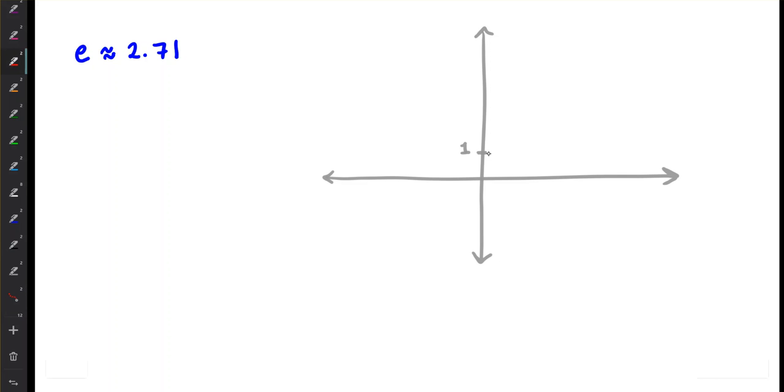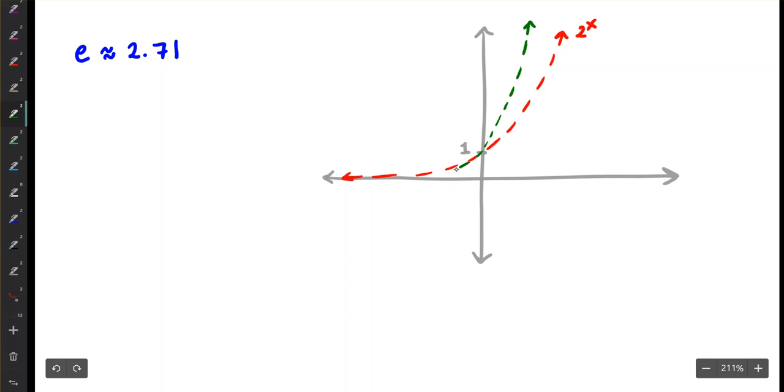Recall that when we first started studying exponential functions, we looked at 2 to the x, we looked at 3 to the x, and e to the x lives right in between those two, and it's a little closer to 3 to the x than it is to 2 to the x, because 2.71 is closer to 3 than it is to 2.